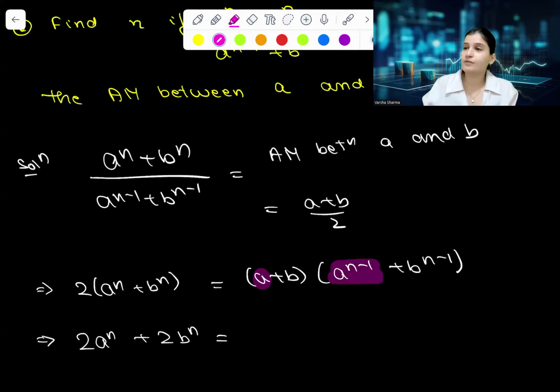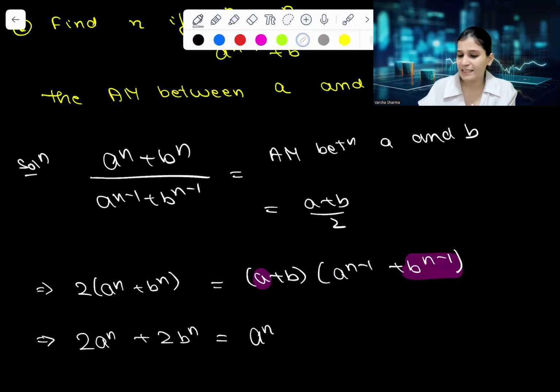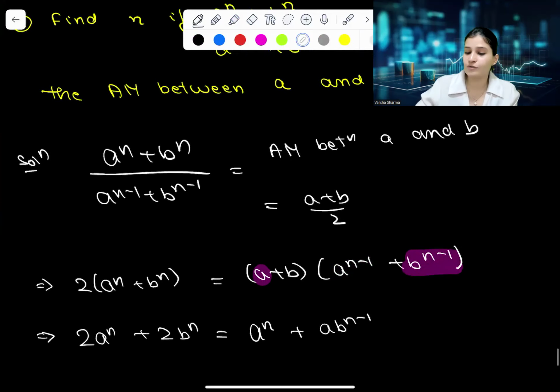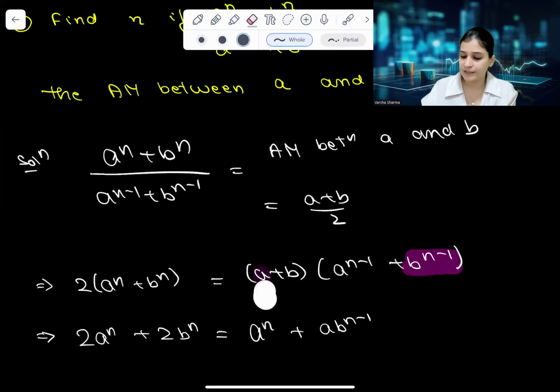Now right hand side, when we multiply a into this, what will I get? a^1 into a^(n-1). Same base, multiply, powers add. What power will I get? a^n. Agree? Done? Now instead of this, I multiply a with the other term, I'll get a into b^(n-1). Done? I can't do anything.